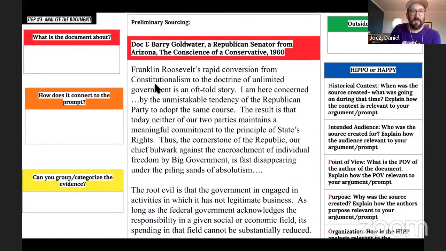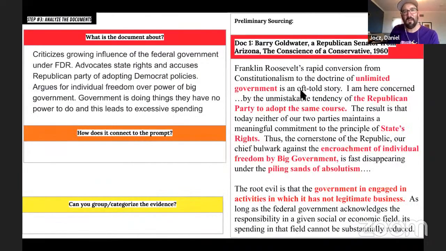Now, if you read the document, and I don't really want to read to you, so I'll just highlight a few things. If I was to read through this, the key things that stand out to me are that he talks about unlimited government, and he talks about Franklin Roosevelt. His opinion is Franklin Roosevelt's rapid conversion from constitutionalism to the doctrine of unlimited government is an oft-told story. I am here concerned by the unmistakable tendency of the Republican Party to adopt the same course. So he's like, man, the Republicans are doing the same thing that the Democrats are doing. And so he's not a fan of it.